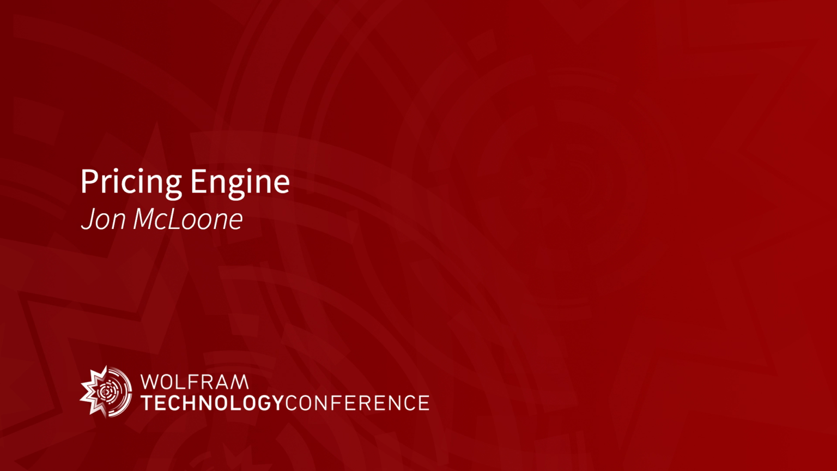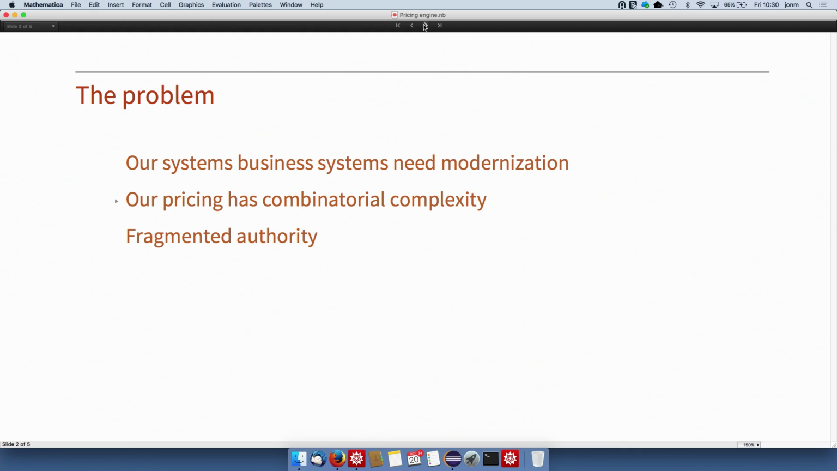So this is an eating-your-own-dog-food type talk, because while most of what we do at Wolfram is about making clever stuff to give to all of you, we are also still an organization that has business systems and stuff that needs to work to keep us running as a company. We're in the middle of a project at the moment to modernize our entire business system architecture.